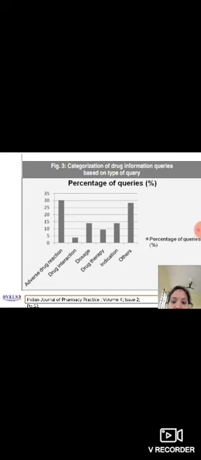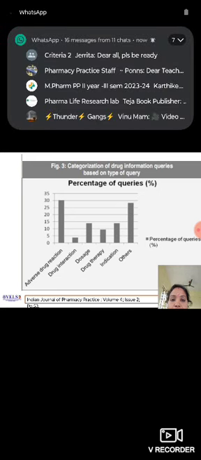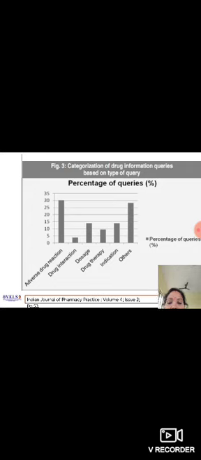Then the categorization of drug information queries based on the type of query. Adverse drug reactions and drug interactions account for 0 to 5%, dosage information 10 to 15%, drug therapy 5 to 10%, indications 10 to 15%, and others 25 to 30%.